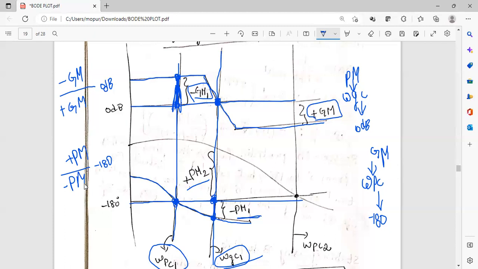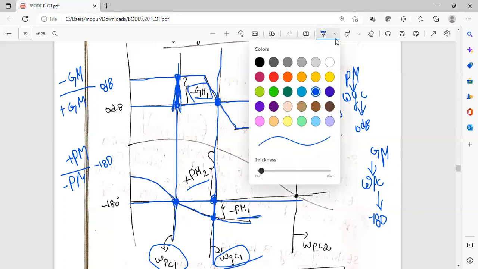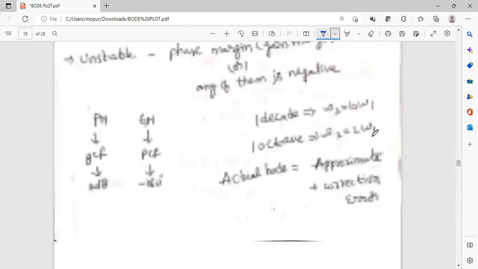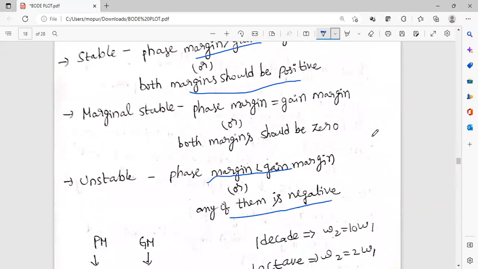After drawing the Bode magnitude plot and phase angle plot, based on this, we can tell the stability. How will we tell the stability? If both the margins are positive, then the system is said to be stable. If both phase margin and gain margin are equal, or both margins are 0, then the system is said to be marginally stable. If phase margin is less than gain margin, or one of them is negative, then the system is said to be unstable.